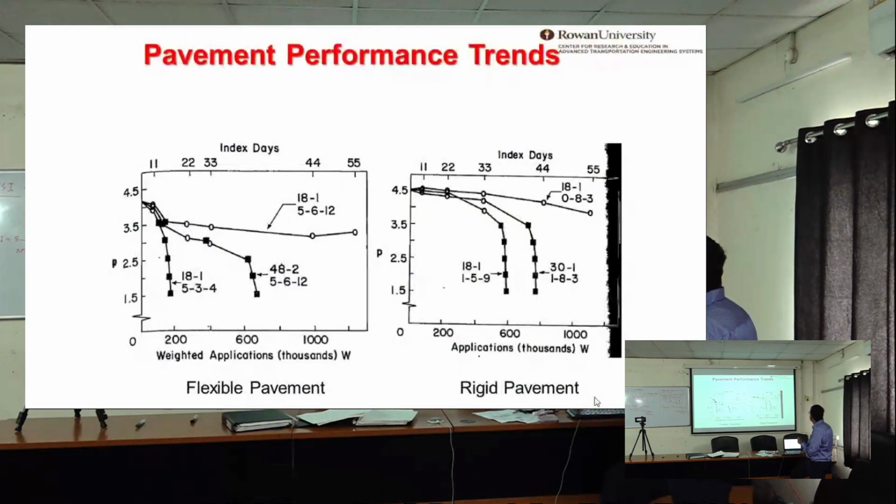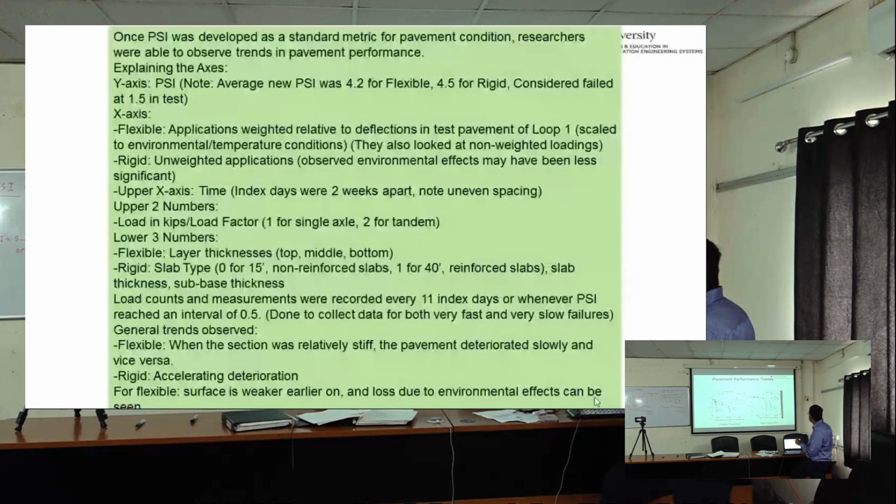Okay, so right here, 0 for 15 feet slab, 1 for 40. That's what that means. So each one has a meaning here, 0 for 15 feet, 1 for 40 feet. So there's a key index related to this.